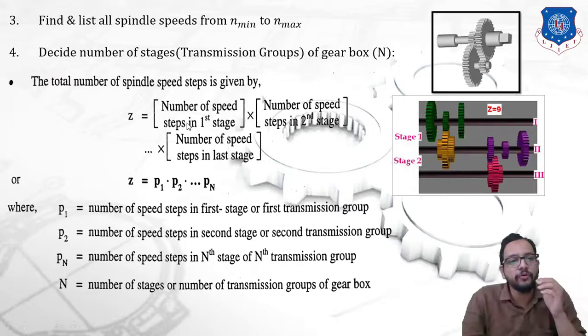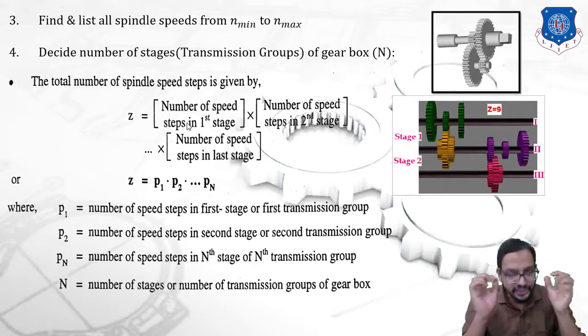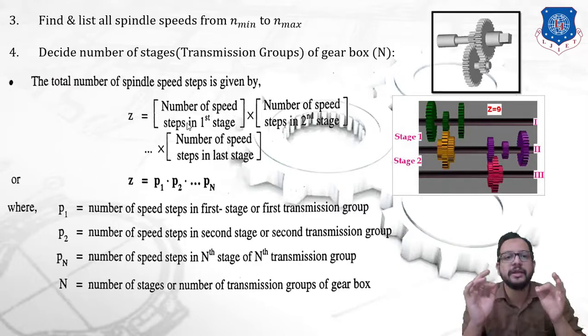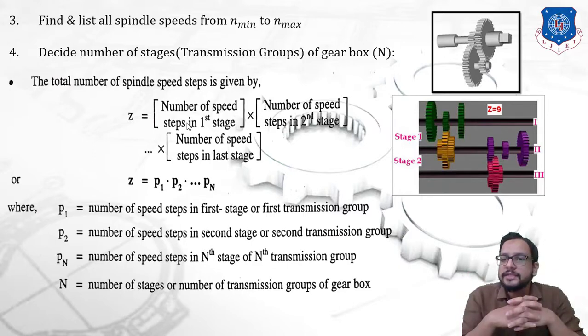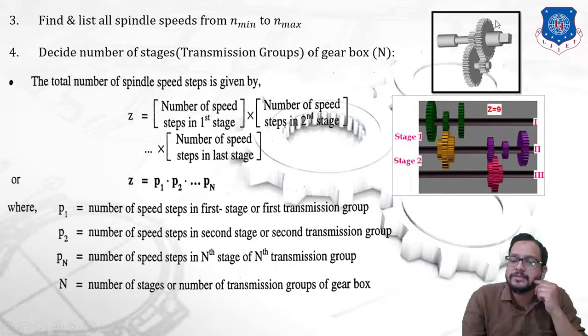Now step number 4, we need to decide the number of stages, that is the transmission groups of a gearbox, which is denoted by capital N. Remember, the number of stages is denoted by capital N. Now what is a stage? What does this indicate? As you can see on your screen, I have shown two diagrams. Let's see the first diagram. In this diagram you can see I have shown two shafts. On each shaft two gears are mounted. One is an input shaft and the other one is an output shaft.